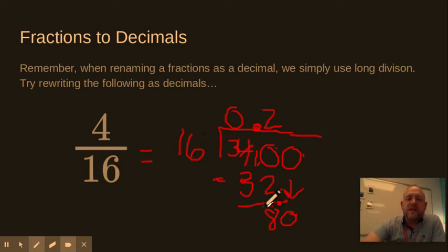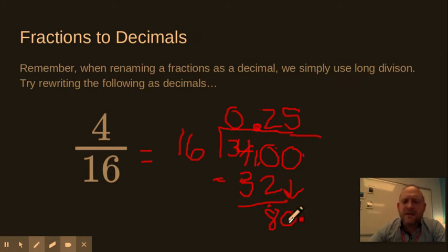So 16 into 80. I don't know my 16s that well, but let's see, if this was 2 times 16, that would be 32. If I did that 4 times, that would be 64. Let's try 5 times. 64 is pretty close to 80, but I think I can go another whole time in.